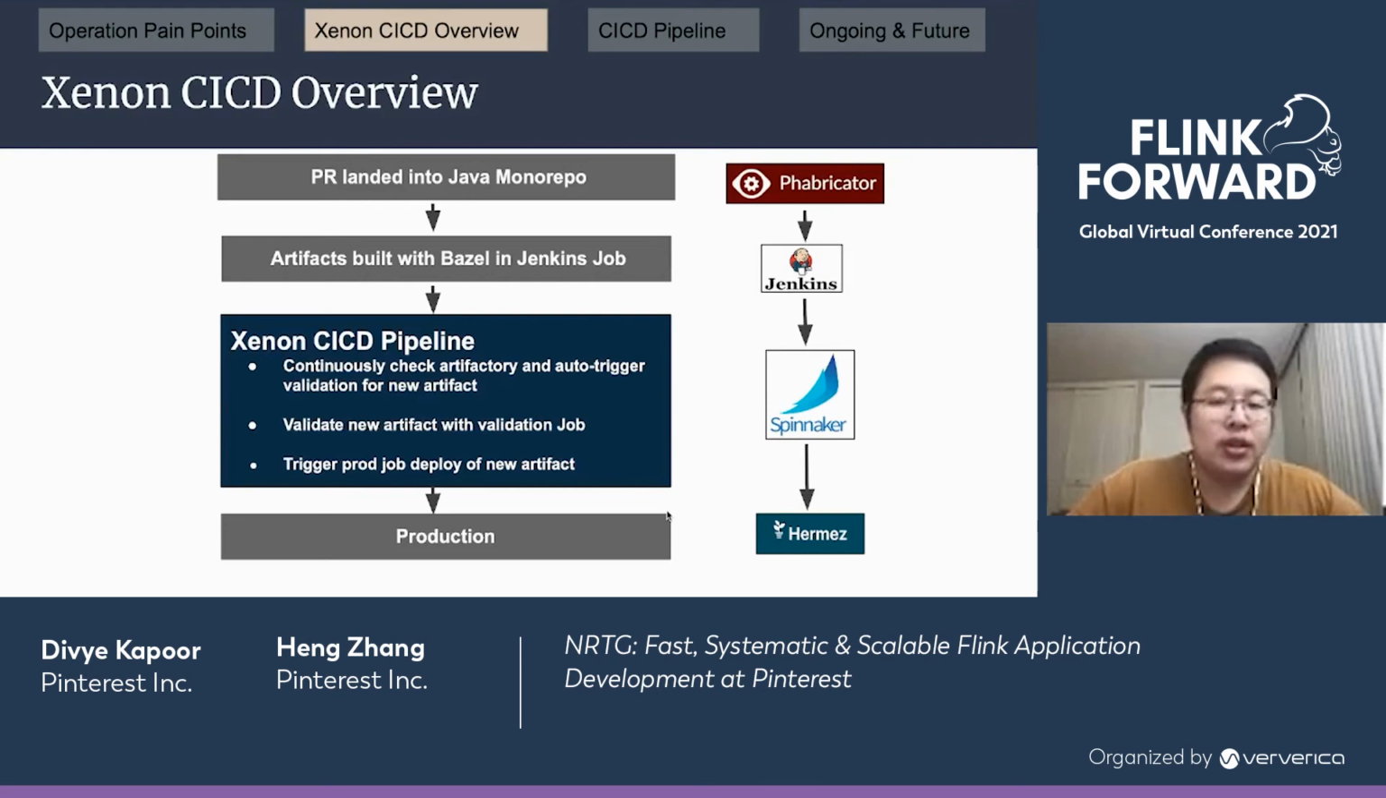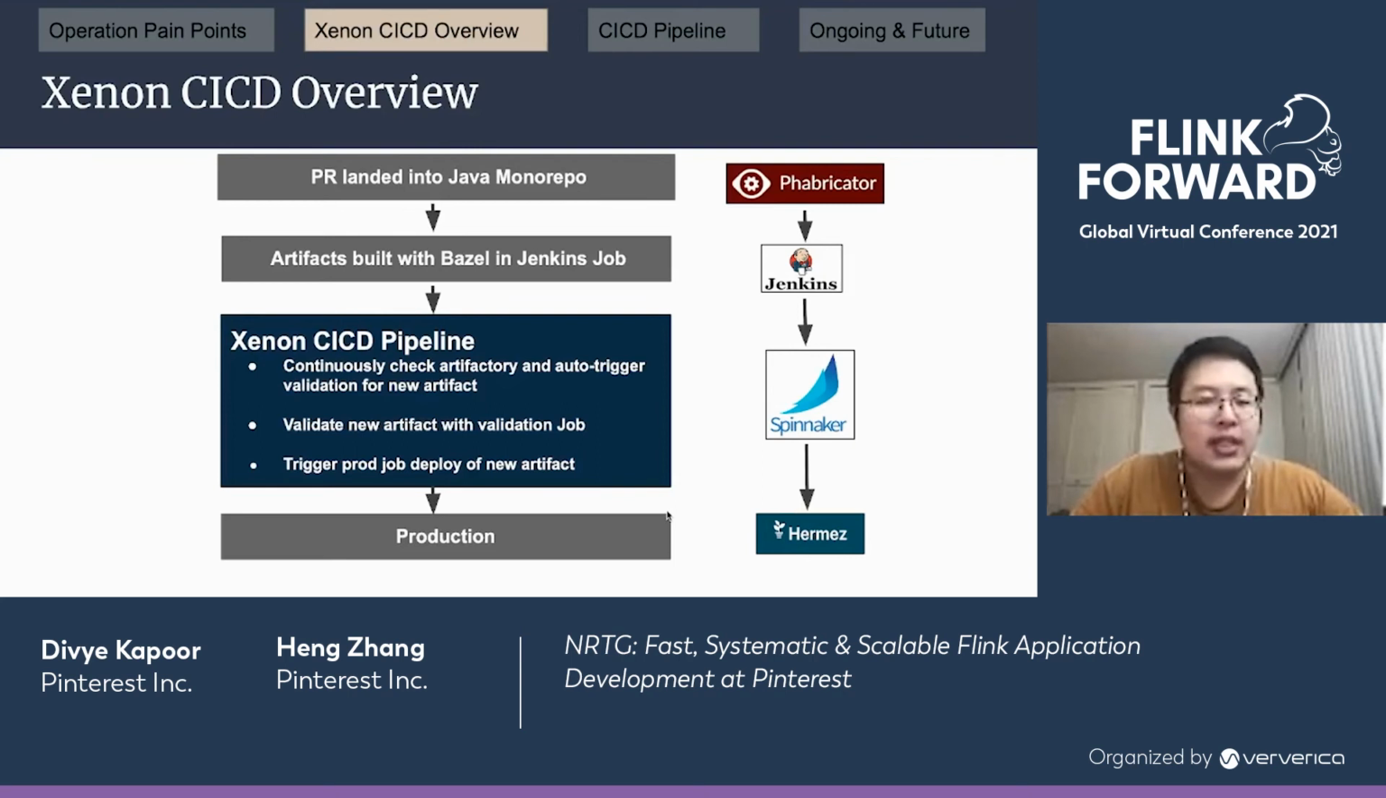It will launch a validation job to do all kinds of checks. And if the checks pass, it will trigger production deployment of this new artifact. Then the new changes, or the new artifact, are just in effect in production. So the underlying infrastructures correspondingly are listed at the right-hand side.